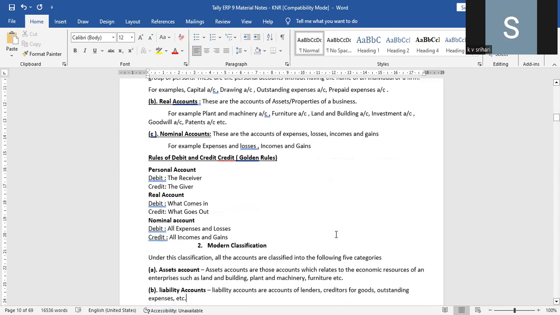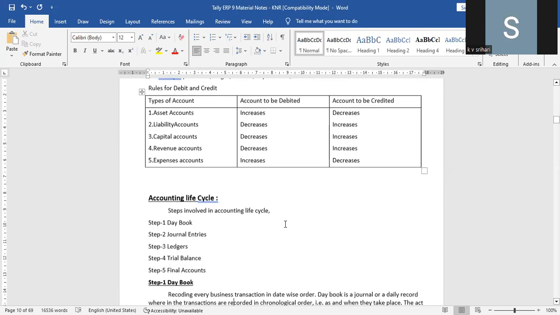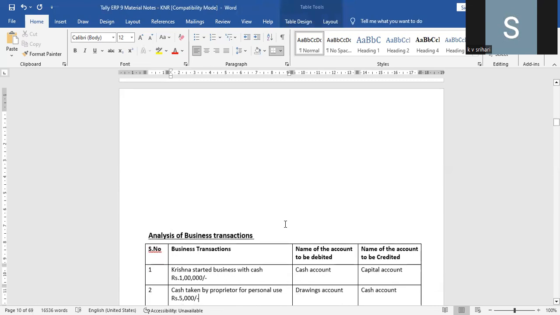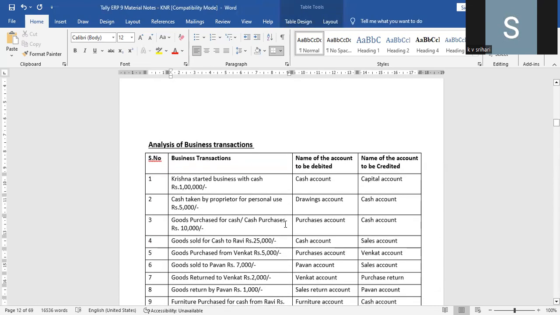So here I am mentioning the rules. In the rules, personal account already explained: debit the receiver, credit the giver. Real account: debit what comes in, credit what goes out. Nominal account: debit all expenses and losses, credit all incomes and gains. Based on these rules, I will explain some examples today.